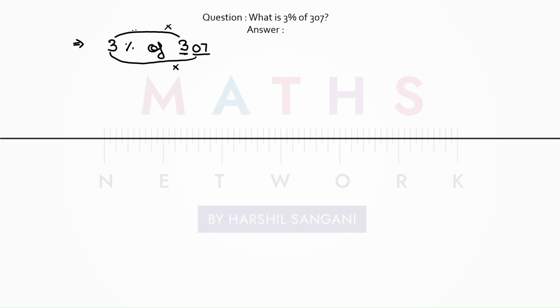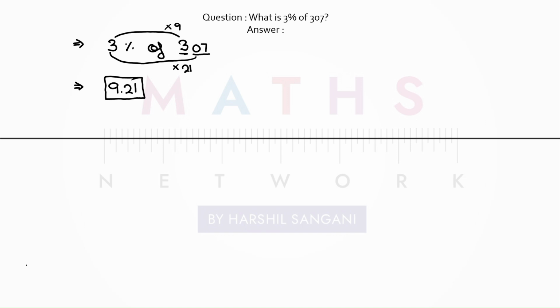So guys, when you multiply 3 with 3, you get 9, and when you multiply 3 with 7, you get 21. Now first we write the result of our first multiplication, that is 9, put the decimal point, and then write the result of the second multiplication, that is 21. And guys, that's your correct answer, that is 9.21.